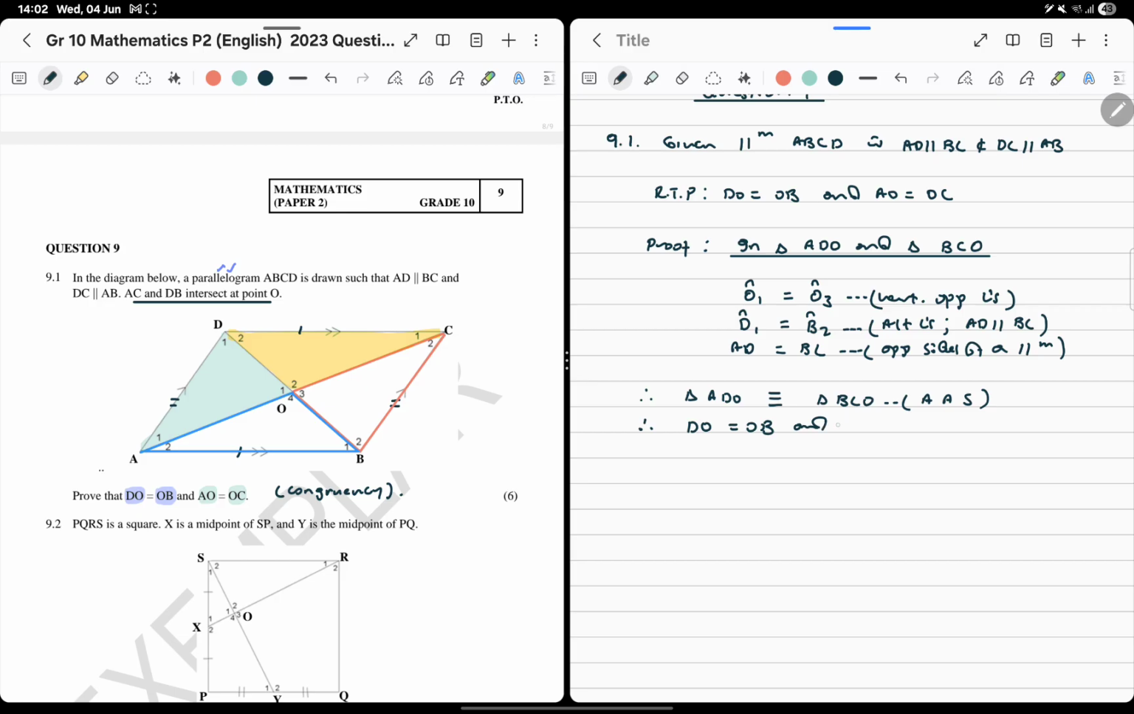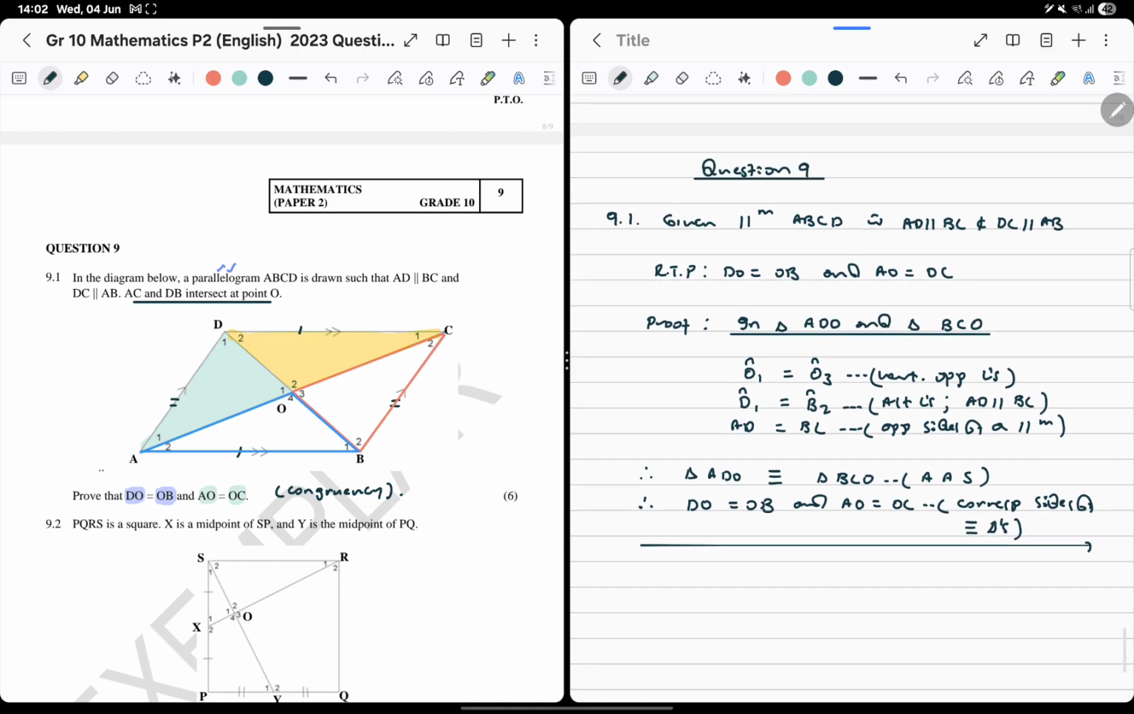And what else do we see? We see that AO must also be equal to OC. These are the corresponding sides of congruent triangles. So whenever two triangles are congruent, the corresponding sides are equal. So we don't need the other pair. So this is it, guys. It's done, it's dusted. These are very simple proofs. So you hardly need a construction here.